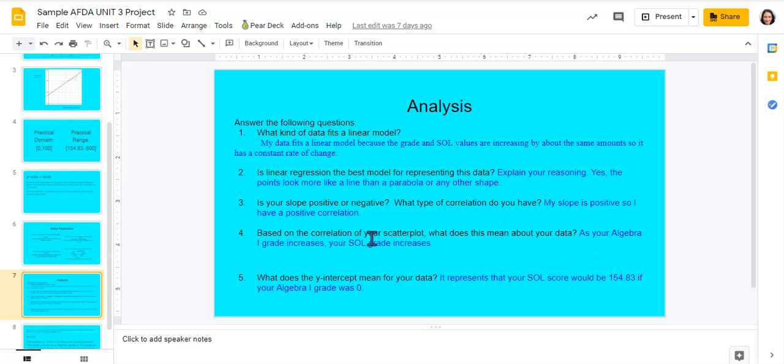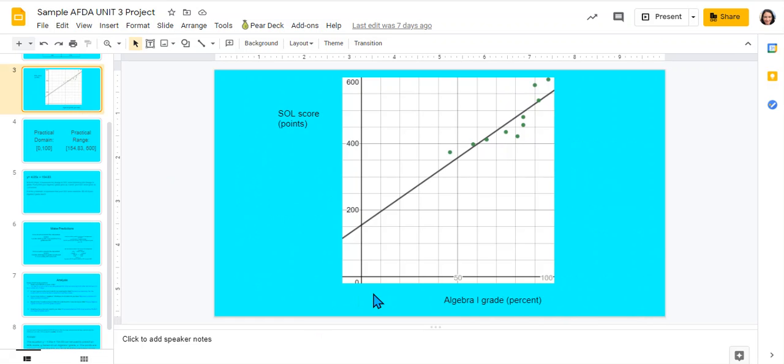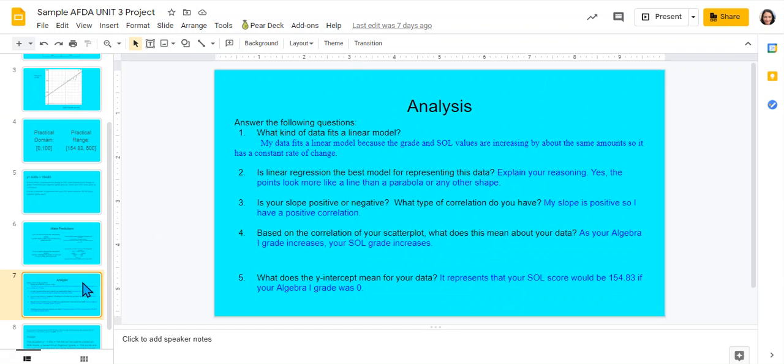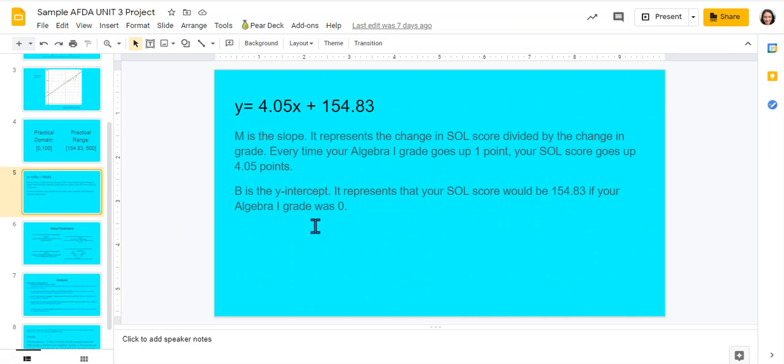Based on the correlation of your scatter plot, what does this mean about your data? So for mine, because it's increasing, as my Algebra 1 grade increases, my SOL score increases. If yours is decreasing, it would be different. And what does the y-intercept mean for your data? That's actually really a little bit repetitive, because that question is also answered right here. So you can use the same sentence that you have here.